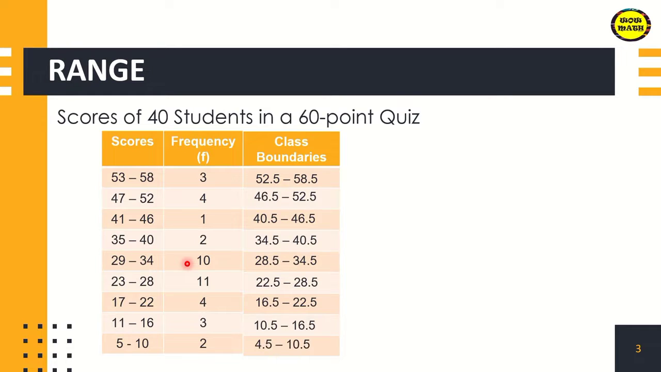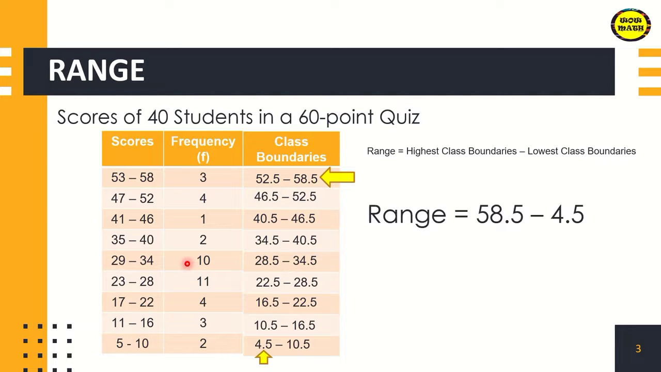Now, how are we going to compute the range value of these scores of 40 students in a 60-point quiz? Magkaiba sila sa ungrouped data. So, sa grouped data, para makuha natin yung range, that is get the highest class boundary minus the lowest class boundary. So, sa example na to, the highest class boundary is 58.5 and the lowest class boundary ay 4.5. So, yan ang isa-subtract natin. That is 58.5 minus 4.5. Then get the difference. So, that is 54.